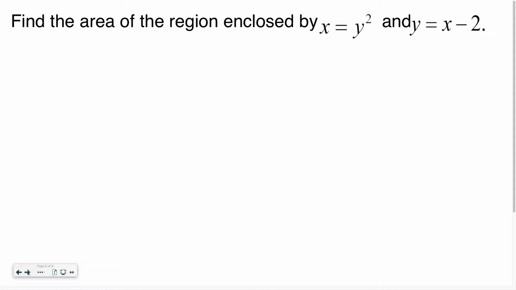Let's talk about these two regions. Go ahead and write them down. X equals y squared and y equals x minus 2.